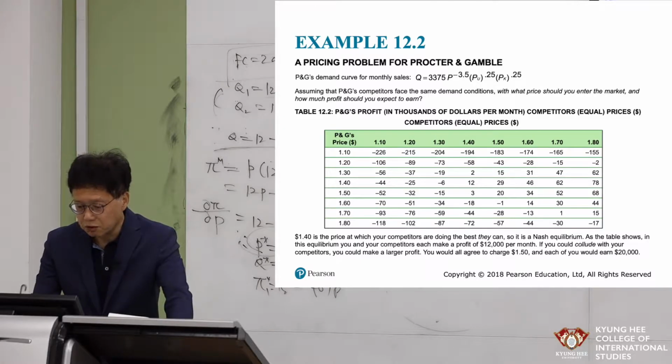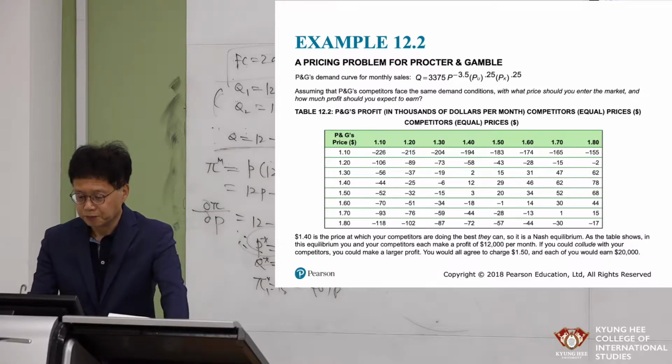So from here we know that $1.40 is the price at which your competitors are doing the best they can. So it is a Nash equilibrium. Now look at table 12.1. If the competitor sets its price at $1.10, the best response of P&G is to set its price at $1.40, right? Because the loss is minimized. Negative profit is minimized at this $1.40.